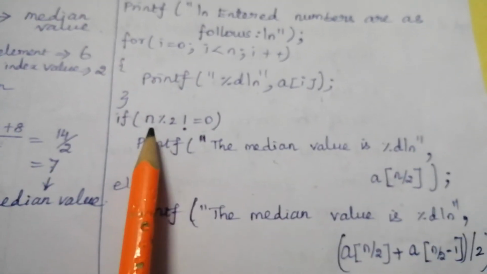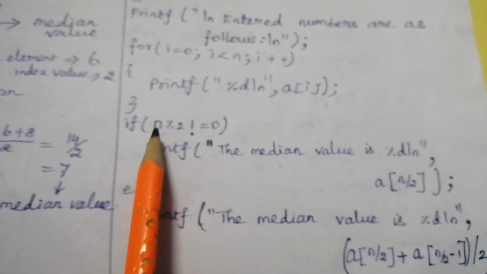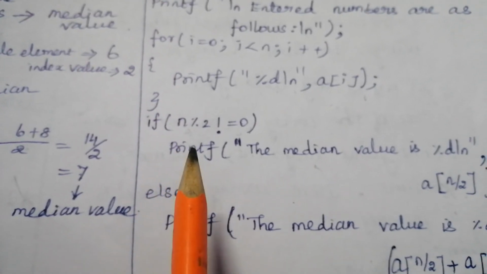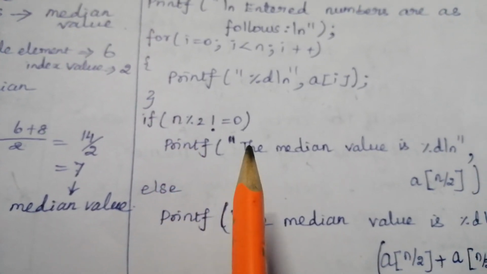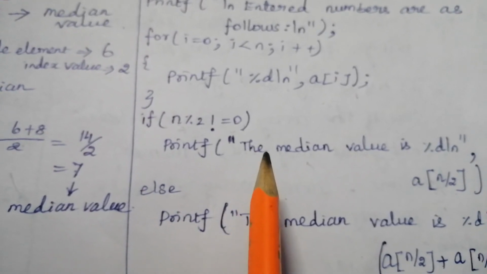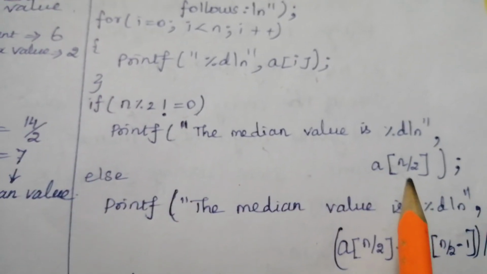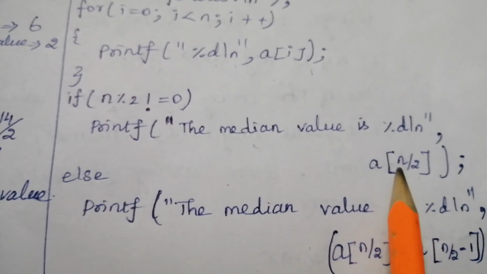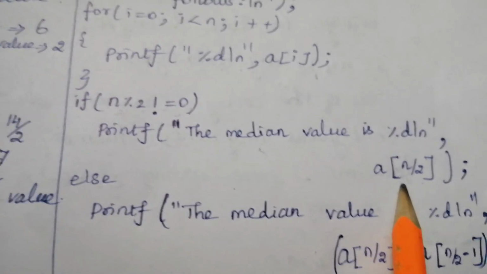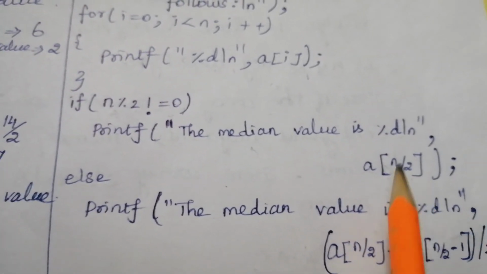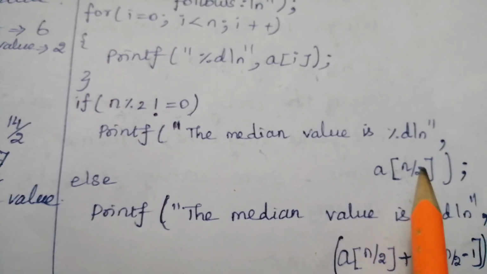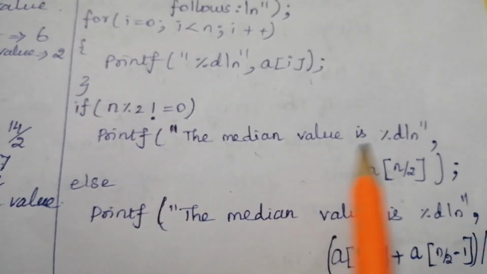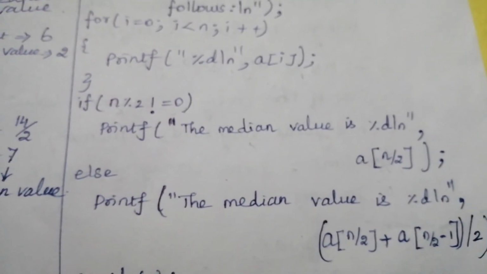Suppose I have given the n value as 5. 5 modulus 2 is not equal to 0, the condition is true, because 5 modulus 2 produces the result 1. So automatically it will find the median value as a of n divided by 2. The n value is 5, and 5 divided by 2 produces 2. So a of 2, the index value will be 2. That particular element will be fetched and displayed on the screen: the median value is %d, a of n by 2.